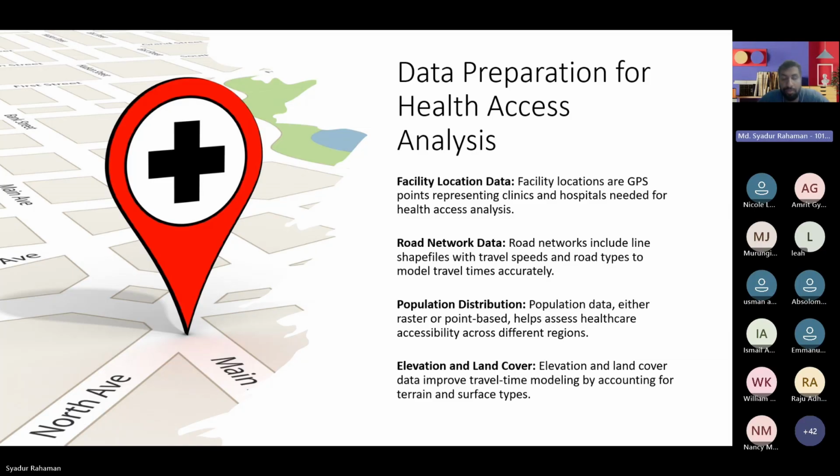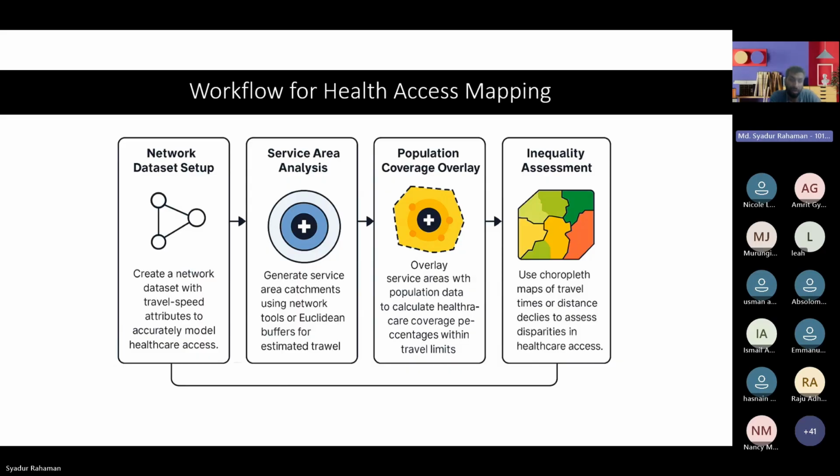Another piece of information that may help you get a better result is the elevation and the land cover, because sometimes the distance is very short, but due to terrain or high areas, people are not able to get access to the health facilities. So if you have these four types of information, you may assess the health facility access analysis. So what is the workflow?